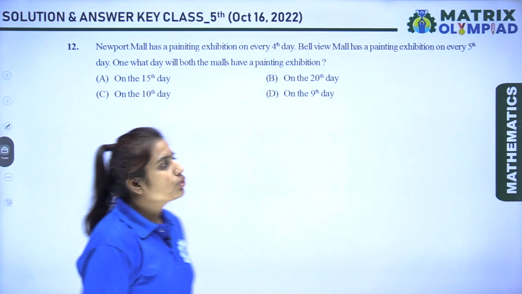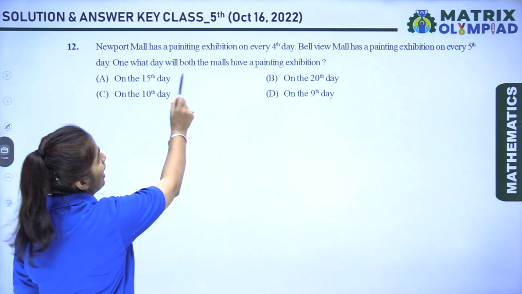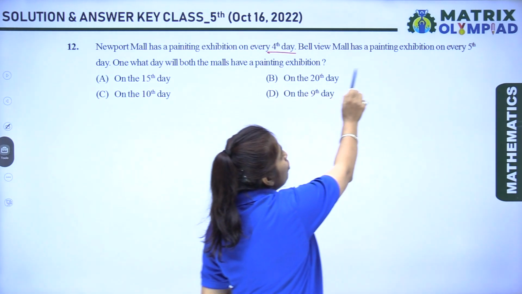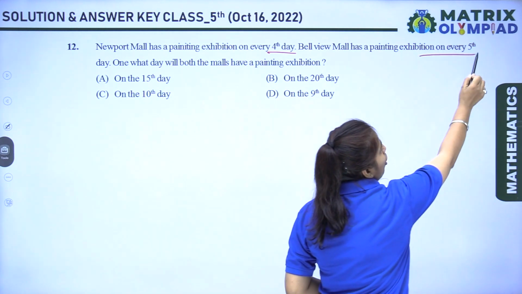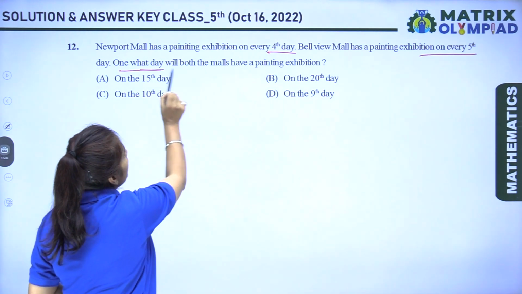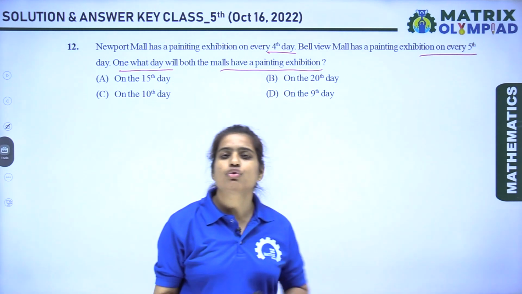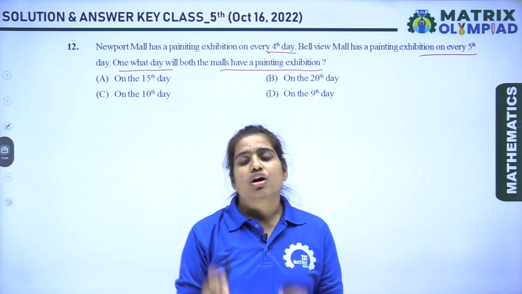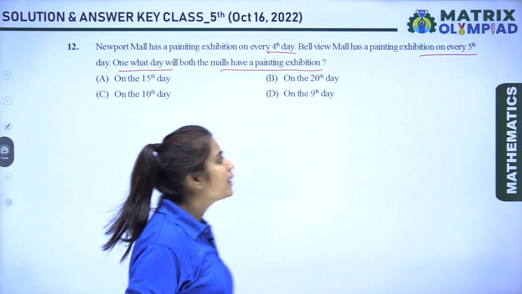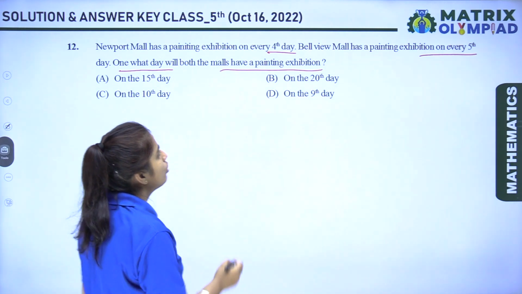Now in this 12th question, we have: Newport Mall has a painting exhibition on every 4th day. Bellevue Mall has a painting exhibition on every 5th day. On what day will both the malls have a painting exhibition? Now we have to find one common day on which both malls have the painting exhibition. Let's begin with the solution.